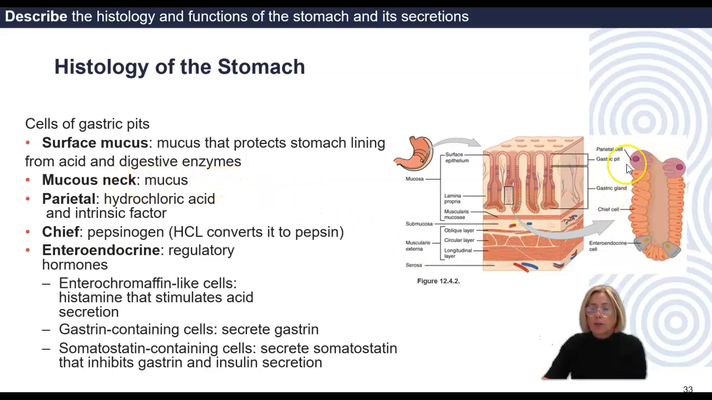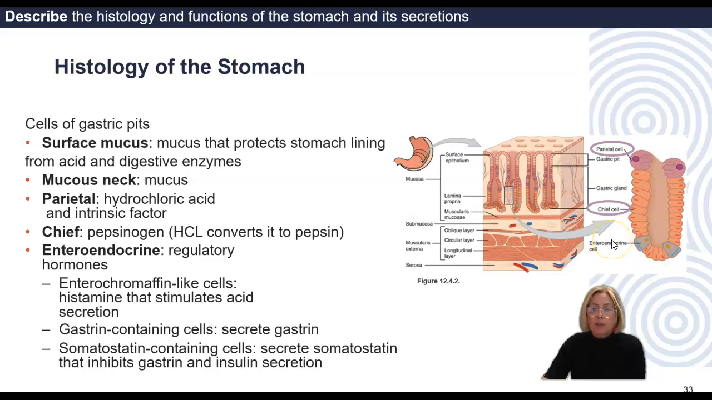Then over here, you can see these parietal cells. They produce hydrochloric acid and they produce a factor known as intrinsic factor. And intrinsic factor is essential for vitamin B12 absorption from the small intestine. We also have chief cells, and these chief cells are the ones that produce pepsinogen. Wherever you see ogen at the end of a word, you know that it's a precursor. So this is an inactive form of pepsin. And hydrochloric acid converts pepsinogen to pepsin.